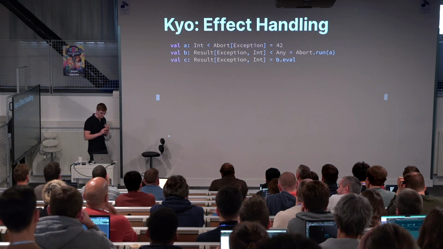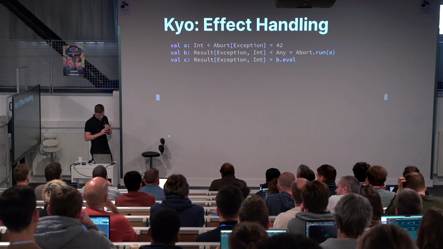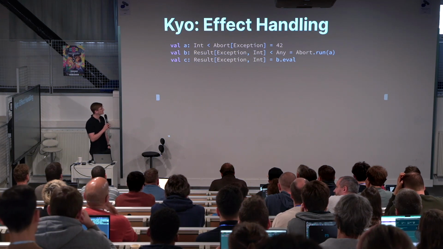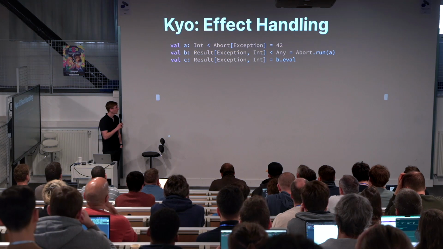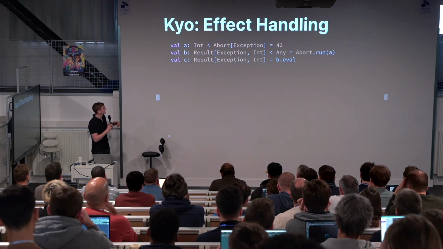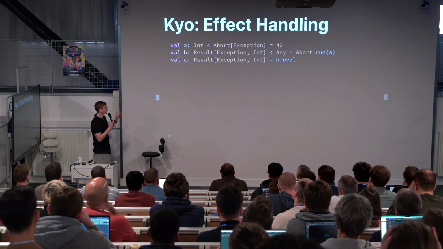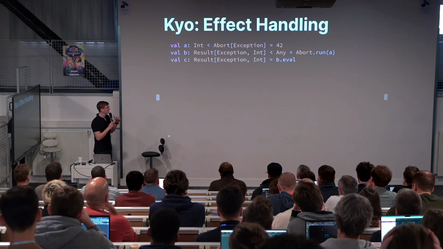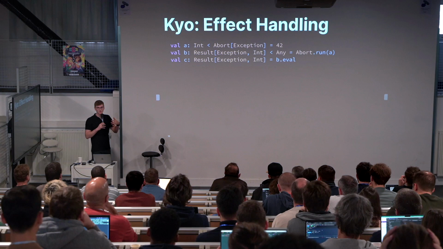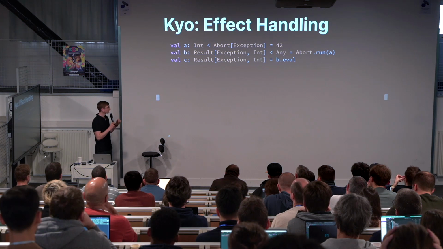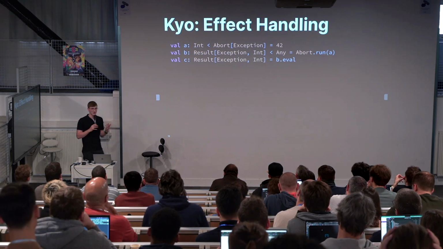Okay, let's talk about effect handling. So let's start from the top. A is just a pure value. It's being widened to a computation of int pending abort of exception. All right? And you'll notice that on the second line, B, I'm invoking this abort.run. And abort is able to handle one or multiple aborts. In this case, I decided to handle them all at once. And since there's no type union or multiple aborts pending, we end up with just a simple result of exception or int. You'll notice it's still pending any, and as we talked about earlier, there may be additional suspensions. Obviously here, there's not going to be any remaining suspensions because we're passing around a pure value.